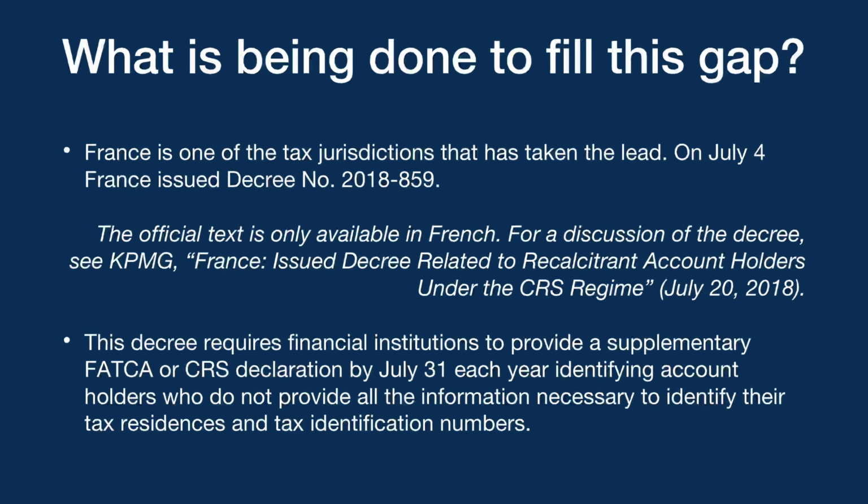This decree requires financial institutions to provide a supplementary FATCA or CRS declaration by July 31st each year, identifying account holders who do not provide all the information necessary to identify their tax residencies and tax identification numbers, i.e. recalcitrant account holders.